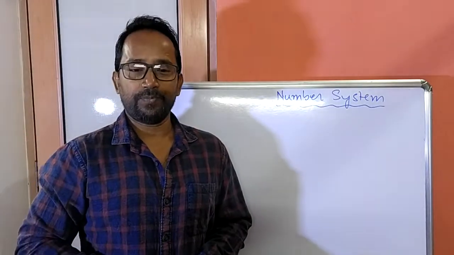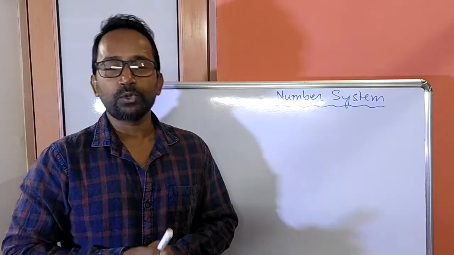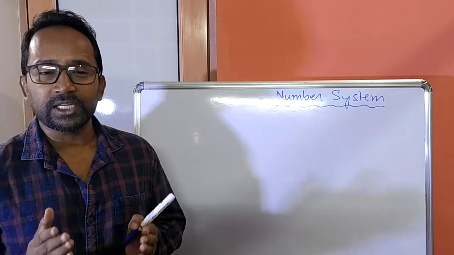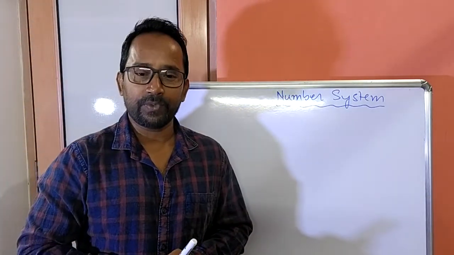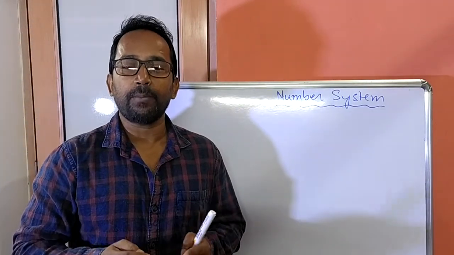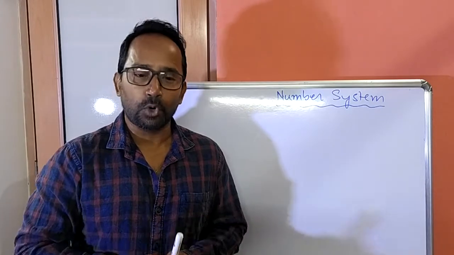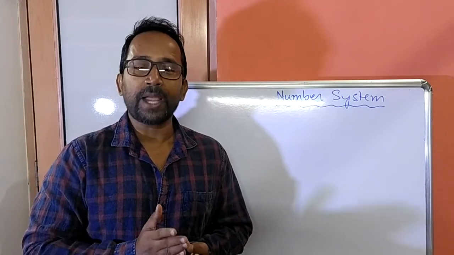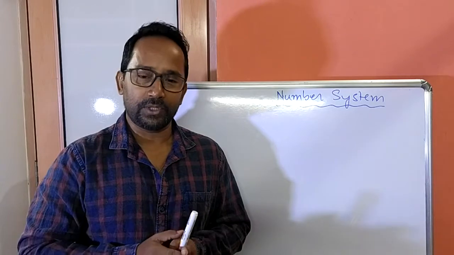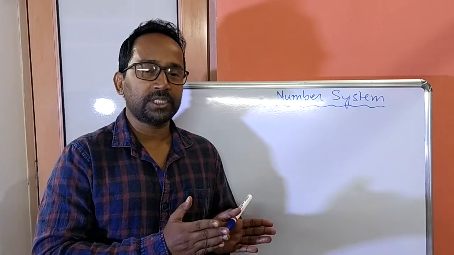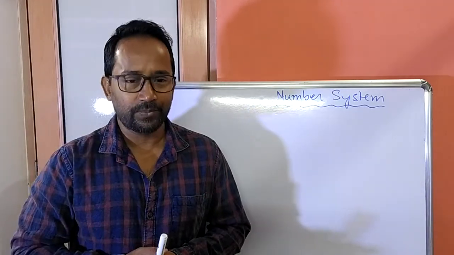What is number system? A number system is a set of values used to represent different numbers, quantities and to do different calculations on them. It's a way of representing numbers in a finite set of distinct symbols called digits. A number system can be broadly classified into two categories: one is non-positional number system, another one is positional number system.